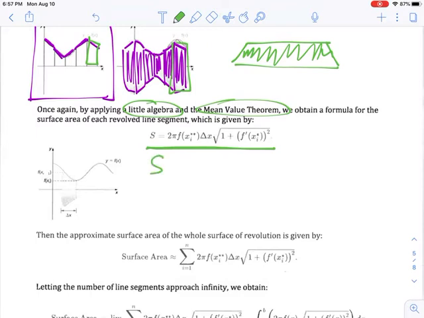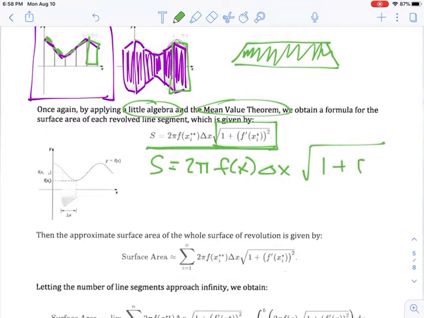So the surface area is 2 times pi times the function value f of x times delta x, and times, this should look familiar, yes, our arc length formula. Our arc length formula comes into play here because that's what we're doing. We're taking these arc lengths and rotating them around the x-axis. So you kind of figure that's going to come into play here somewhere. So the square root of 1 plus f prime of x squared. All right, so that is the formula for finding the surface area of one of these trapezoidal shaped objects.